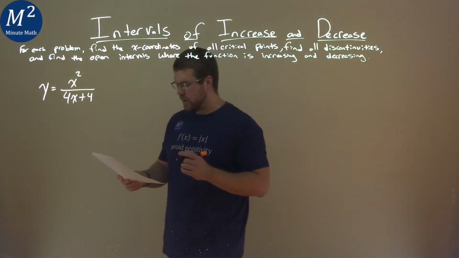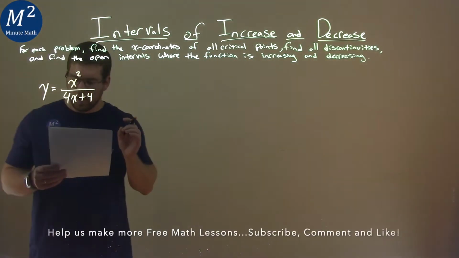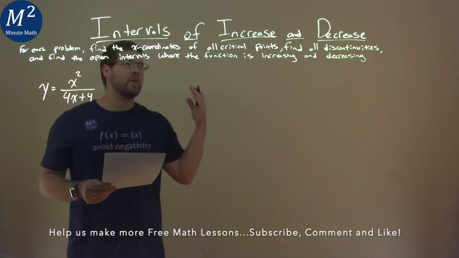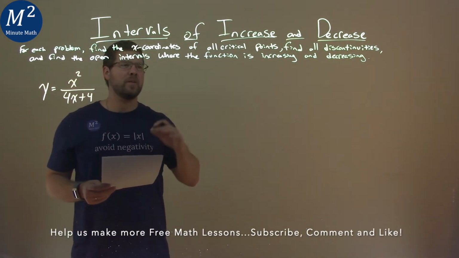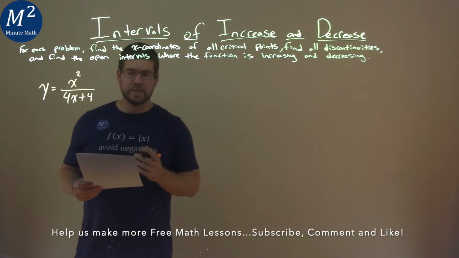We're given this problem right here, y equals x squared over 4x plus 4, and we have to find the critical points, discontinuities, and the intervals where the function is increasing and decreasing.